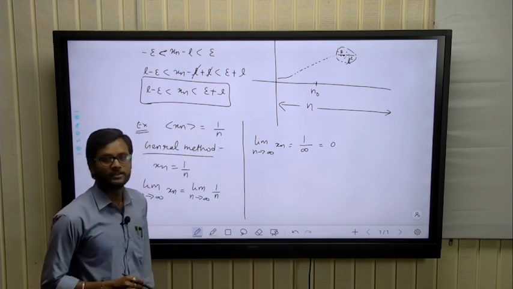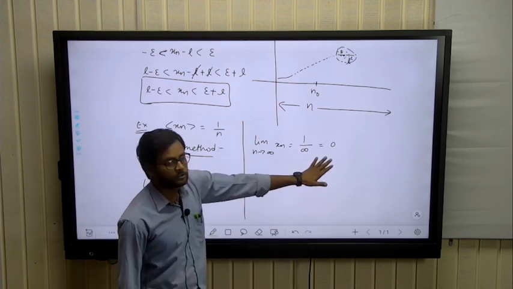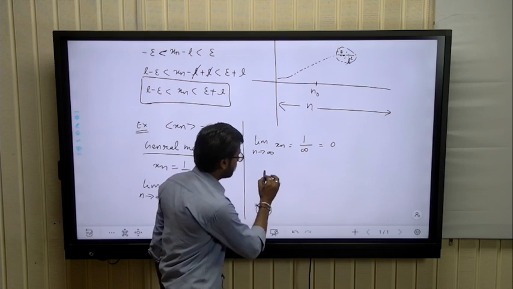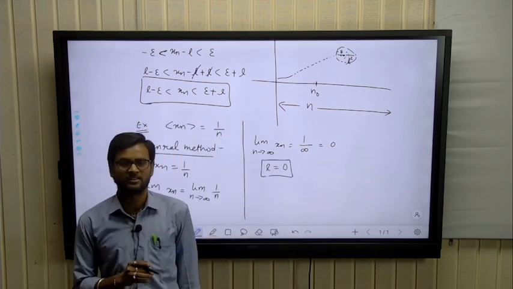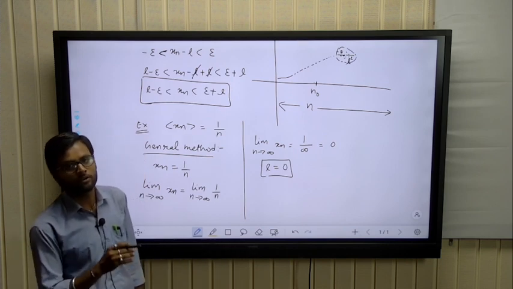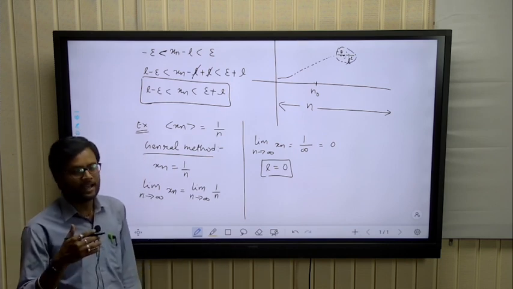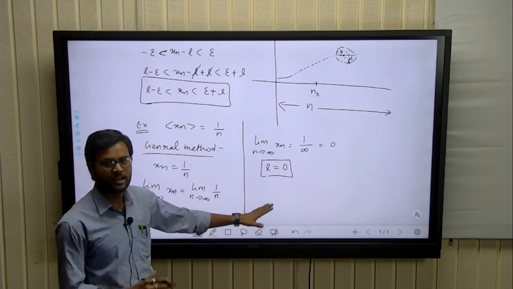1 upon infinity is equal to 0. So the limit of the sequence is 0. So now here the value of L is 0. This is the high school method, and this is the basic method to find the limit of any sequence, any series, any function. This is the general method, the high school method.